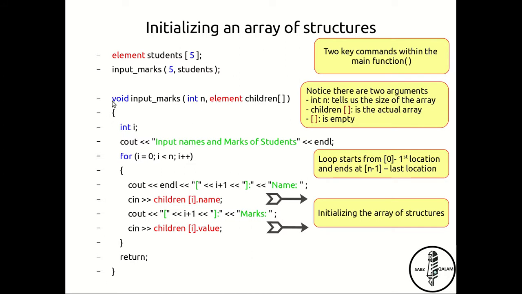The function has return type void, which means it's not really returning anything. As you can see here, the last statement is just return semicolon. It's not returning 0 or 1 or 2 or anything really. So input marks doesn't return anything. What it does is initialize an array.